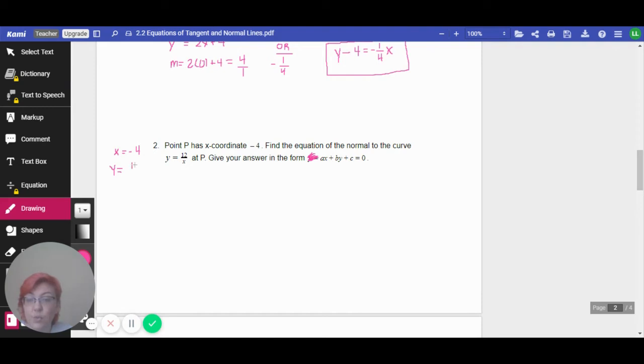And that's going to be 12 over x is -4. So y equals -3. All right, next step, let's find the gradient of the curve at x equals 4.